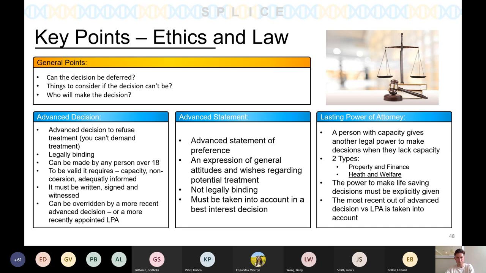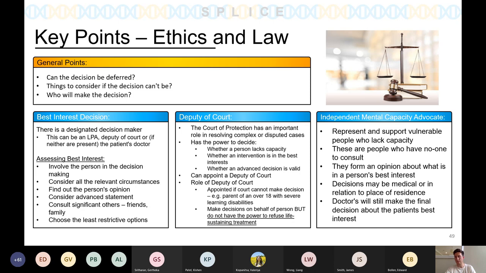Then moving on to best interest decisions. Firstly, a decision maker needs to be identified. And this could be one of a few different people, but this is often the patient's doctor. So then assessing what's in the patient's interest can be quite tough. And there are a few things to consider here. And that's largely getting as much information as possible as to what the patient would have wanted. So involving friends, family, the person if possible, GP maybe. And then fundamentally, it comes down to choosing the least restrictive option, in terms of what has the least amount of side effects or negative outcomes.